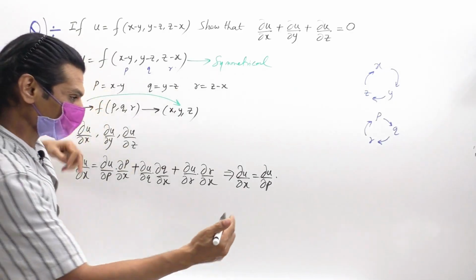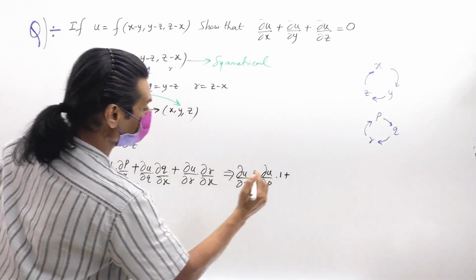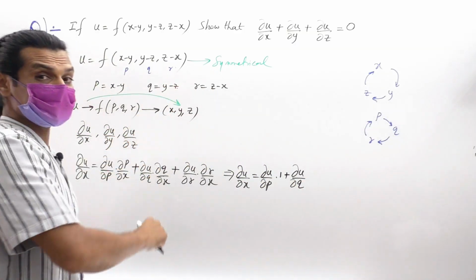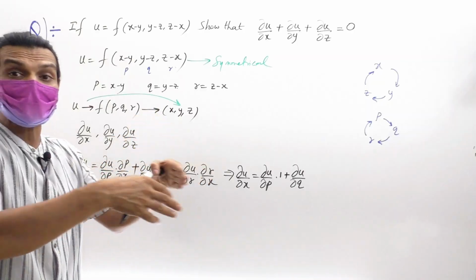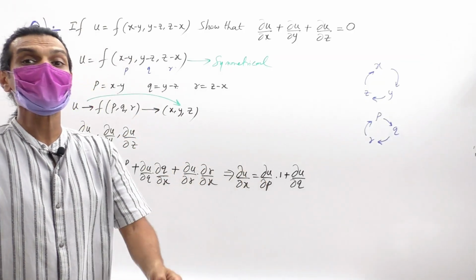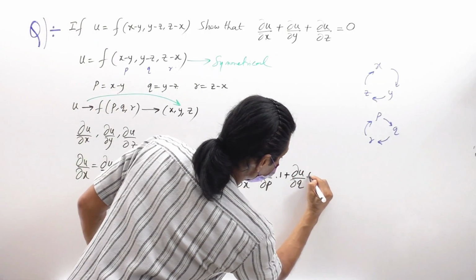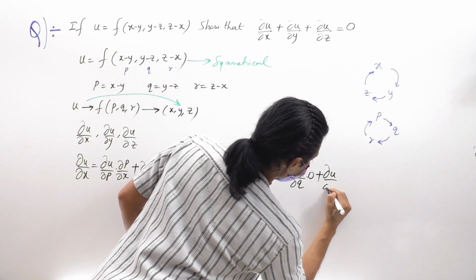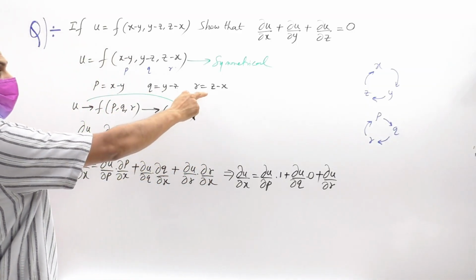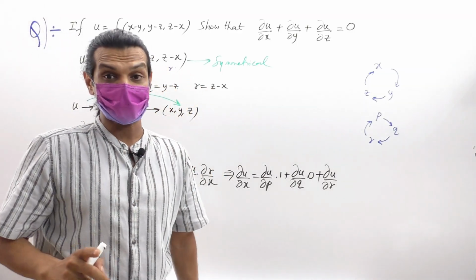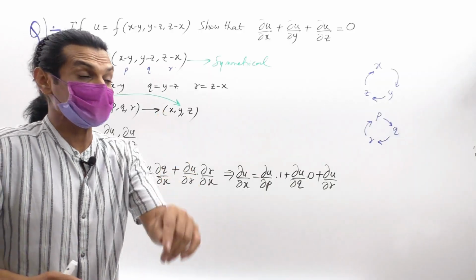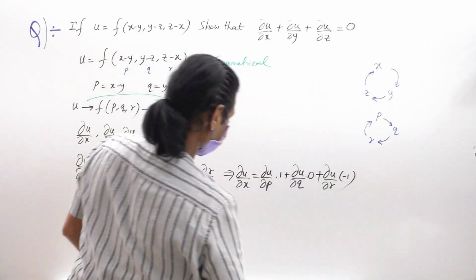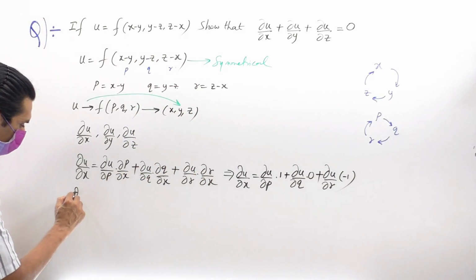If x is 1, y is 0, so into 1 plus dou u by dou q into dou q by dou x. Q is y minus z. Is there x here? What is q? Y minus z. There is no x. Constant. Differential of a constant is what? 0, into 0 plus again dou u by dou r into dou r by dou x. R is z minus x. There is x here. Differentiation of x is minus 1. So z is 0. Differentiation of minus x is minus 1. So minus 1.